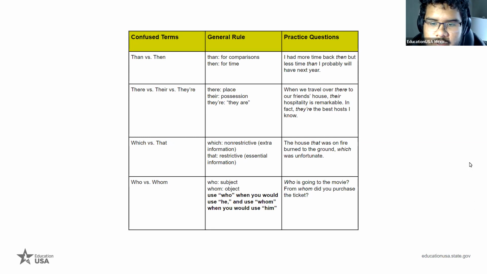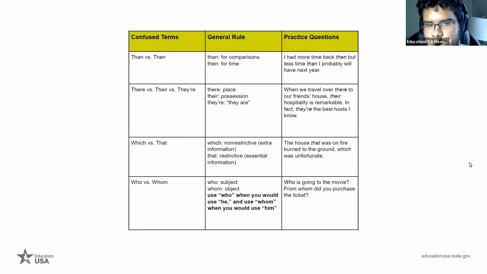So you see this in the example here. Who is going to the movie? From whom did you purchase the ticket? The reason it becomes "from whom" here is because if you were to replace "whom" with the form of the pronoun like he or she, it would have to be "from him", "from her".